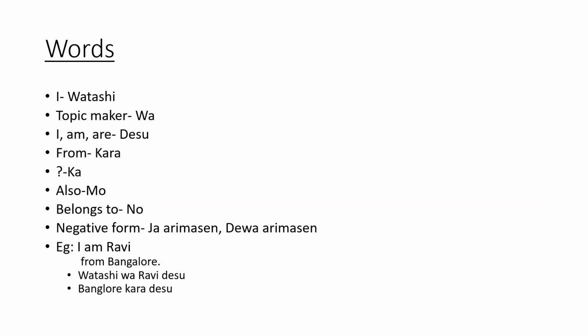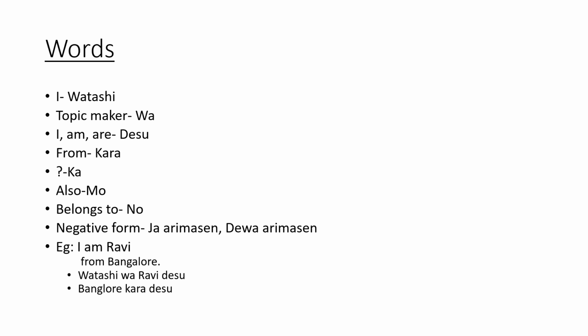Now let's learn the basic that we always learn in every language, that is, my name is so and so. So I in Japanese is watashi. Wa is basically the topic marker. Desu is almost on the end of all the sentences because it covers I am, are, is, all these particles.